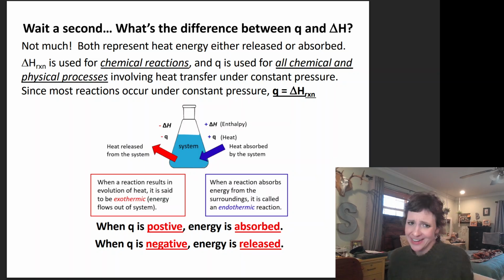They are kind of the same thing as long as they're under constant pressure. And y'all, since most reactions occur under constant pressure, we're not in outer space or at the bottom of the ocean, we can say that these two things are equal, okay?